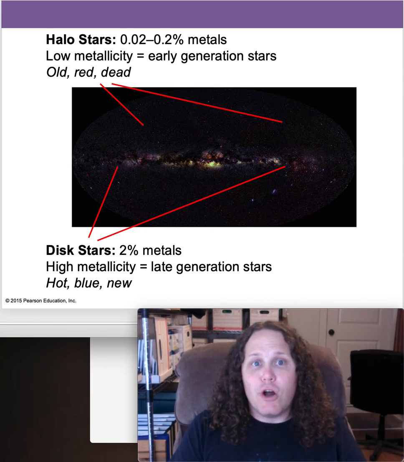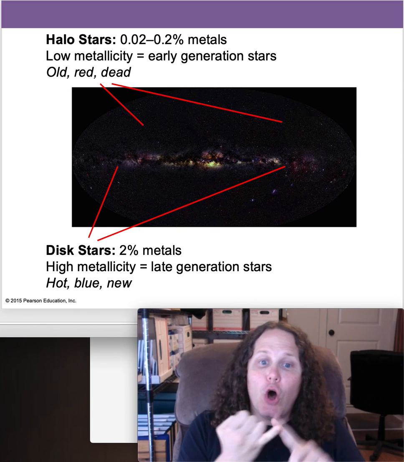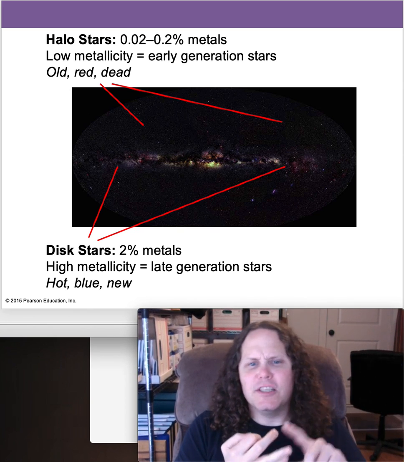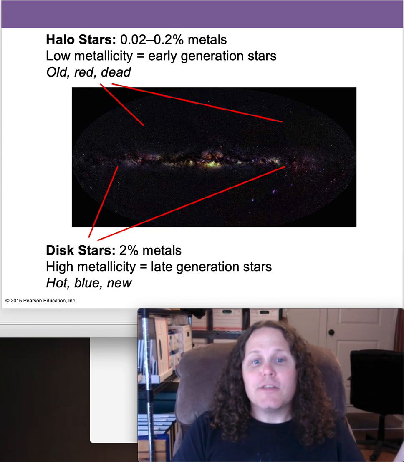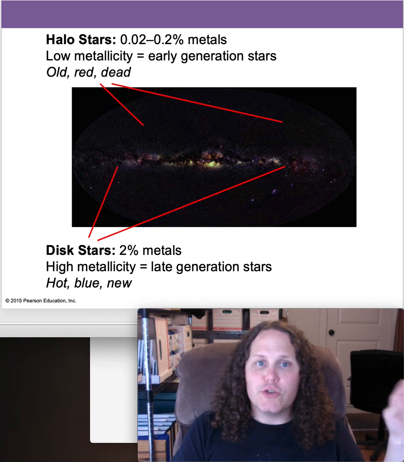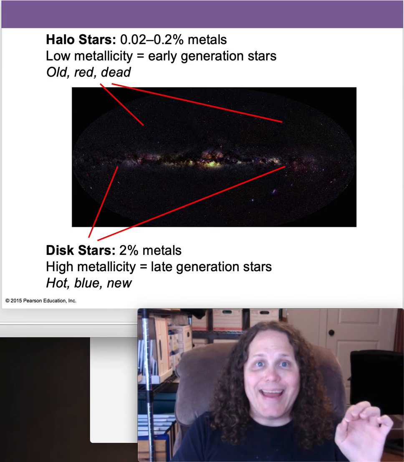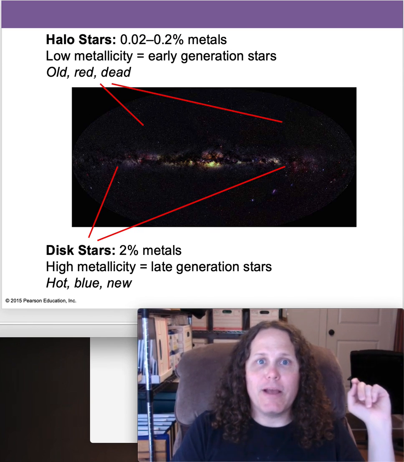All the massive blue stars have died, leaving nothing but the long-lived red stars and the zombie corpses like white dwarfs. So halo stars, that is globular clusters, are what astronomers call old, red, dead. There is no new star formation happening.